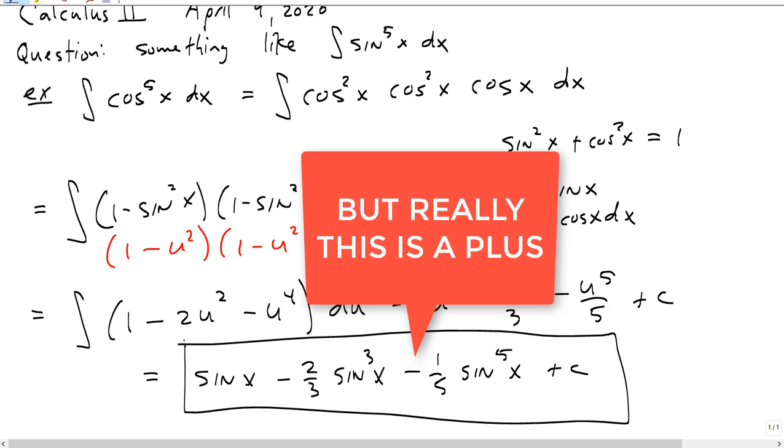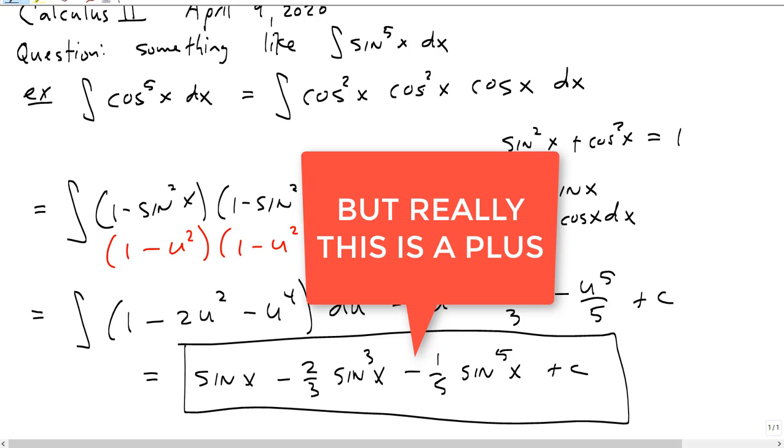And so this is the trick. Anytime you have the ability to turn all of your sines into cosines with one left over, or all your cosines into sines with one left over. If it was sine to the fifth times cosine squared, that would be great. We would convert one of the cosine squareds.